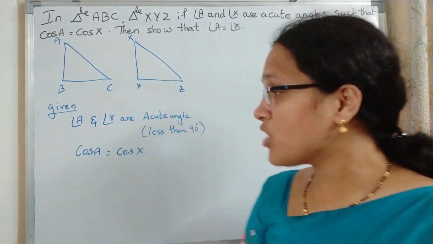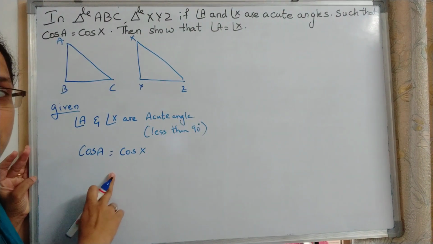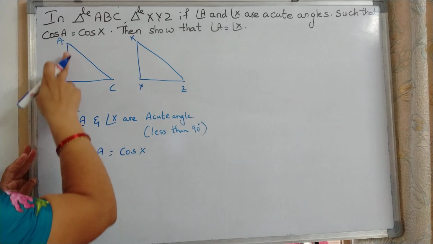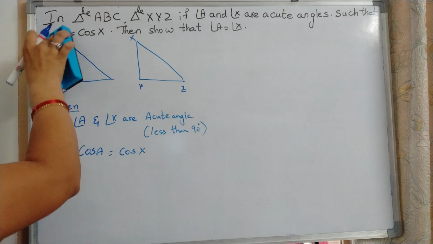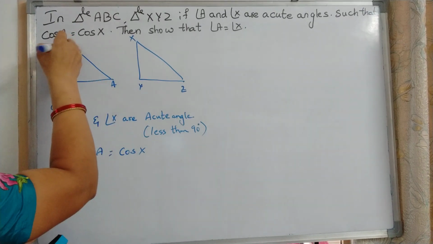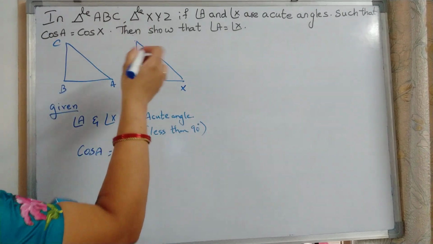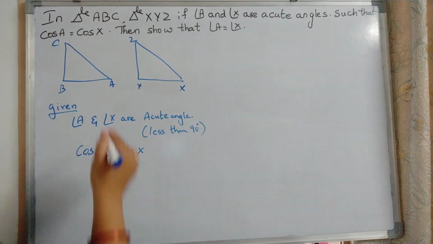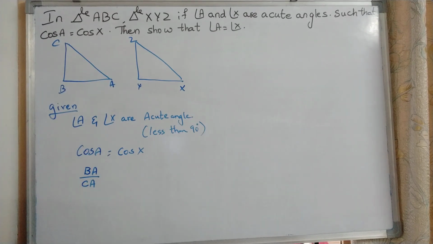Now, children, look here properly. Cos A is equal to cos X. Now write the cos value from the given triangles. What is cos A here? I have to interchange the angles, so let me write A here and C here and X here and Z here. We are asking about cos A. Cos A is adjacent by hypotenuse, that is BA by CA. Is that clear, children? BA by CA is equal to cos X.